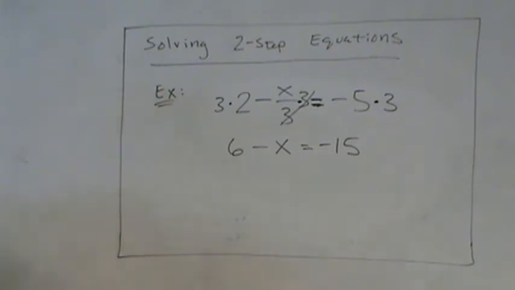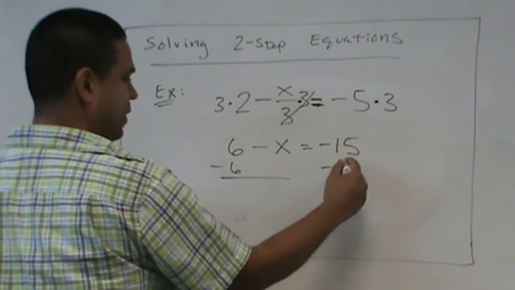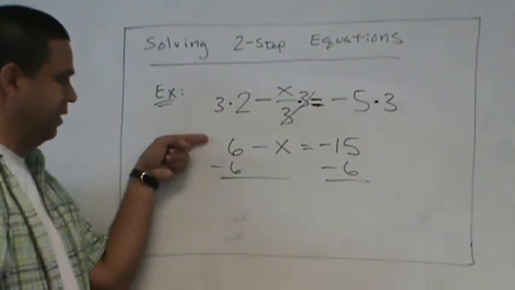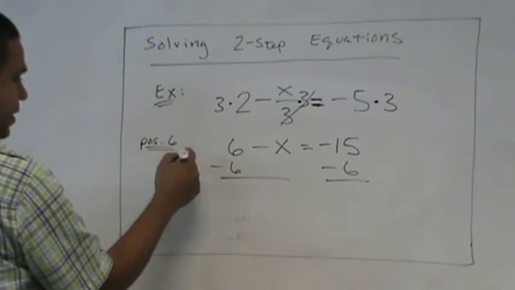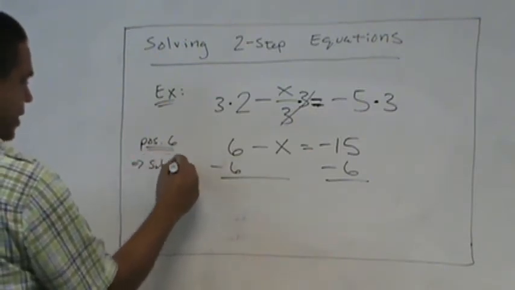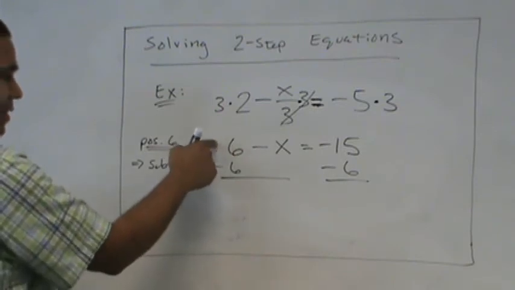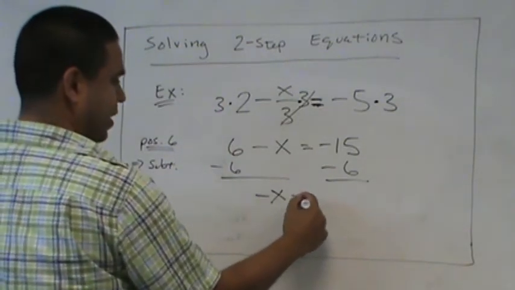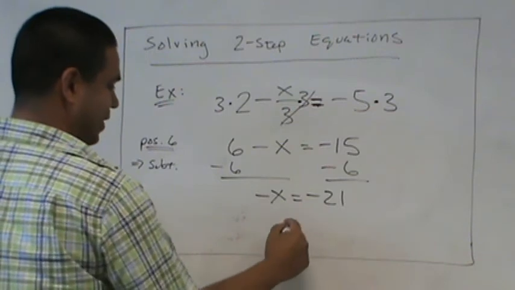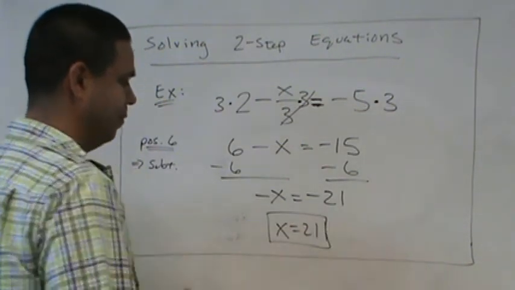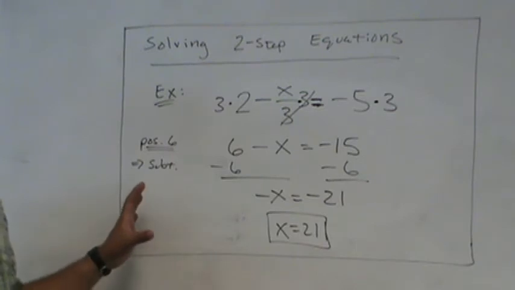Then what? We're solving for x. Subtract the 6. Why would it be subtract 6? Because it's opposite. This 6 is a positive 6. This 6, make a note of that. This is a positive 6. So we need to subtract. Okay? If that's positive, the inverse of a positive is a negative, so the opposite of that 6 would be negative 6. There we go. So that means that x is 21. Okay. We're good?